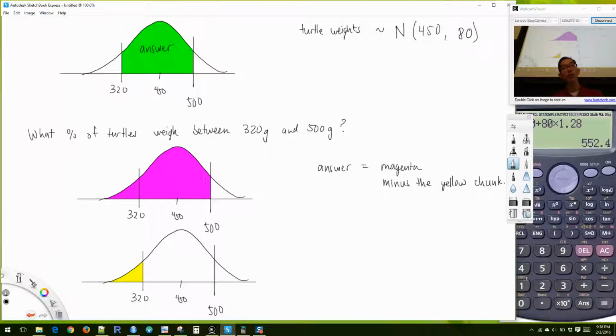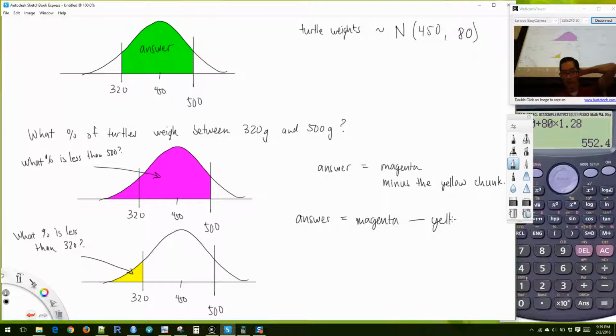Okay, so we cannot get this answer directly from the table, but can we get this piece? Yeah, this is just what percent weighs less than 500. Can we get this other piece? Yes, this is what percent weighs less than 320. So this is what percent is less than 500, and this piece is what percent is less than 320. Once you have these pieces, your answer will just be magenta minus yellow. Or if we want to do some symbols, which some of you like and others don't, we would say the probability that x is less than 500 minus the probability that x is less than 320.